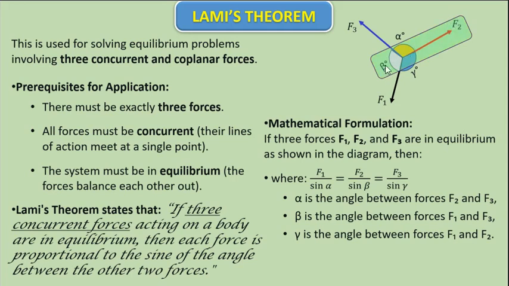F2 is proportional to the sine of beta. You can see it here. Then on the other side, F3 is proportional to the sine of gamma. You can see it here. And finally, F1 is proportional to the sine of alpha. You can see it here. So that gives us Lami's theorem mathematically represented. Now we're going to move to the next slide to solve problems.